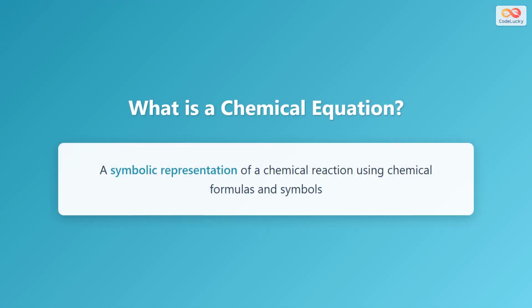A chemical equation is a symbolic representation of a chemical reaction using chemical formulas and symbols. Instead of writing long sentences to describe a reaction, scientists use a compact, standardized format. This makes it easier to communicate chemical processes clearly and efficiently. Think of it as a shorthand language that tells us exactly what substances are involved and what they produce.